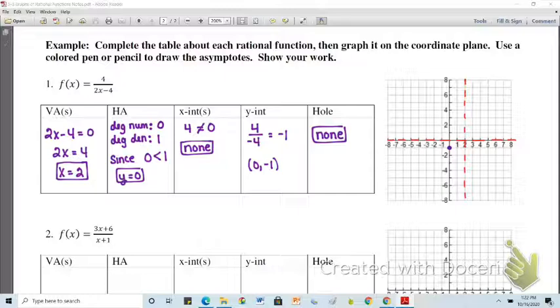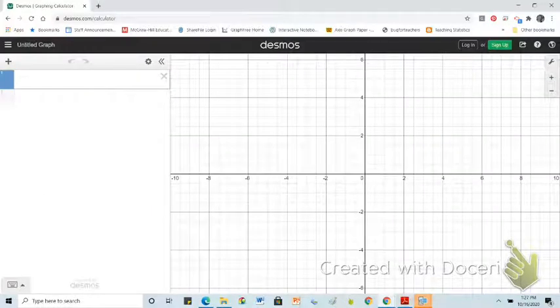From here, I only have 1 point on my graph and 2 asymptotes. That is not enough information for me to be able to graph these. So let's take a look what we need to do next. So there are 2 places we can go to help us get more information from our graph. First, we can use Desmos.